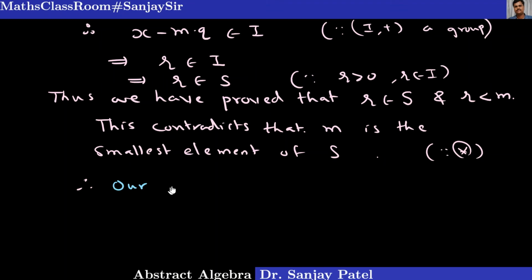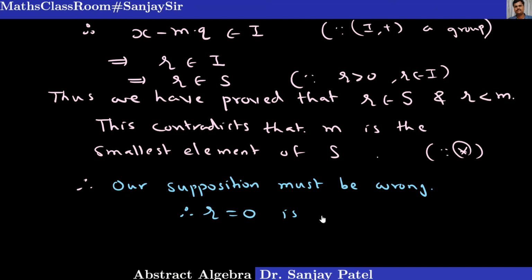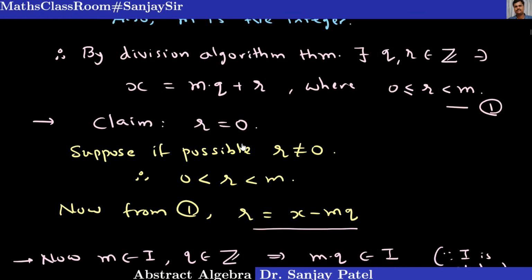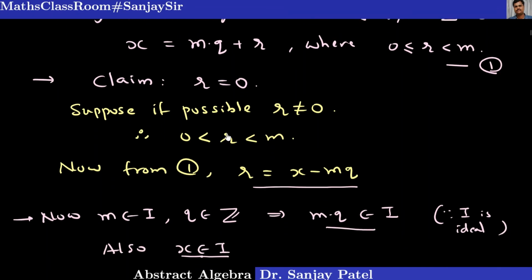Therefore our supposition must be wrong. What was our supposition? We have assumed that R is not equal to 0. So R equal to 0 is proved. Just recall that we have claimed that R is equal to 0, but to prove this claim, we started by supposing R is not equal to 0, and therefore we are getting this contradiction. So R must be 0.